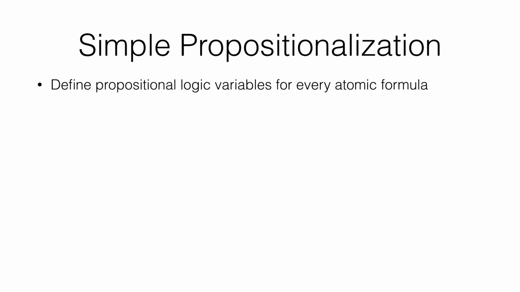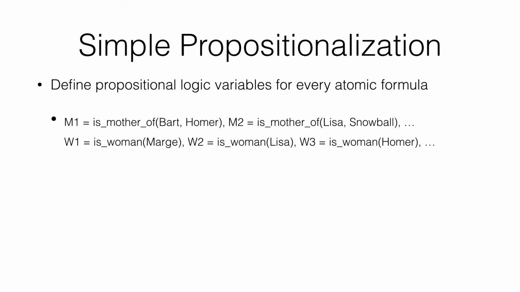So a simple approach for inference is to simply propositionalize first order logic. In other words, convert first order logic to propositional logic. To do that, we define propositional logic variables for every single atomic formula. That means we look at the predicates we're going to be reasoning about and all the terms and constants that we know about, and we think about every single possible way we can instantiate formulas from those predicates and terms, and we assign each of those to just some variable. It's just going to be a Boolean variable.